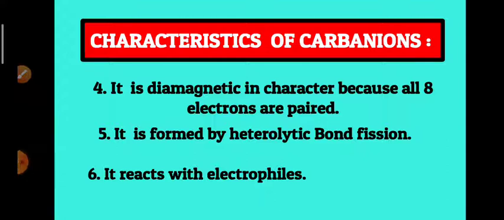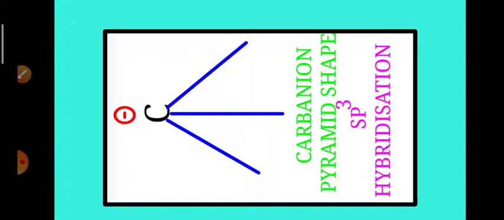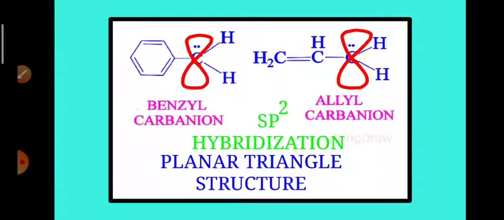and it reacts with electrophiles as it acts as a nucleophile. Definitely it reacts with the electrophile, whether that electrophile is positively charged or neutral. Okay. Look here, even though we have learned that the alkyl carbanion has a pyramidal shape, some exception cases are there.